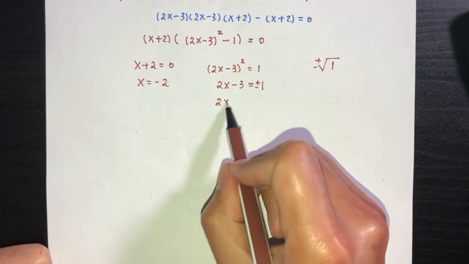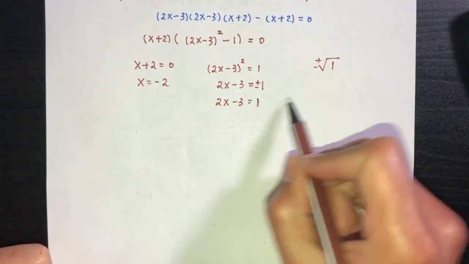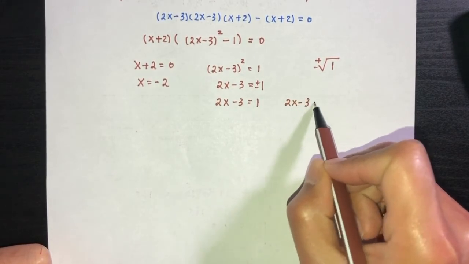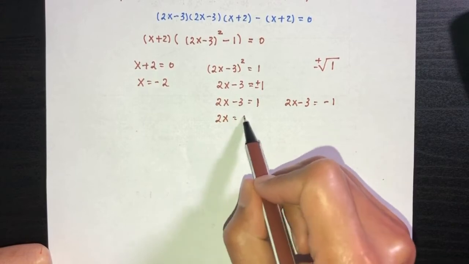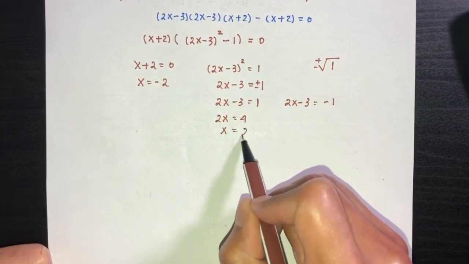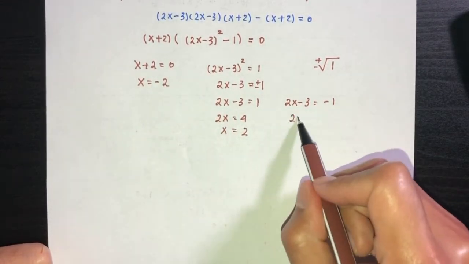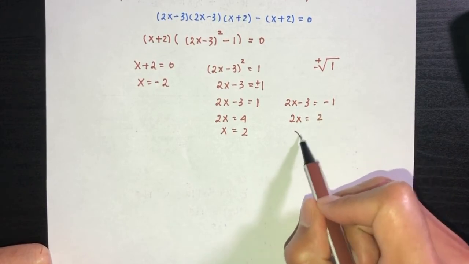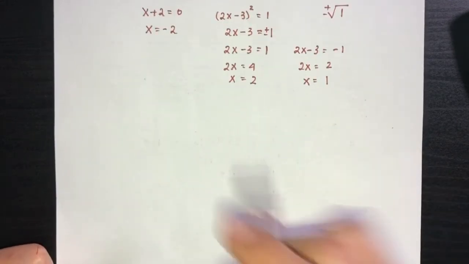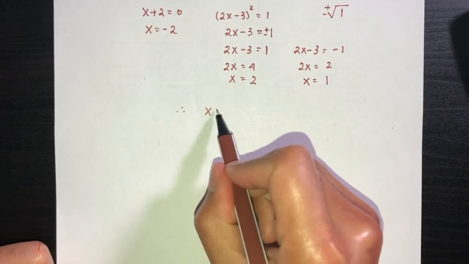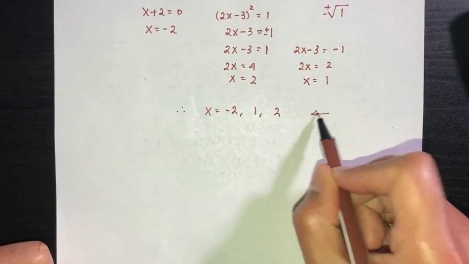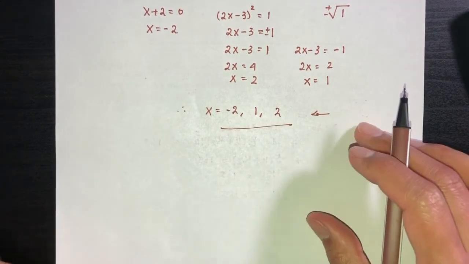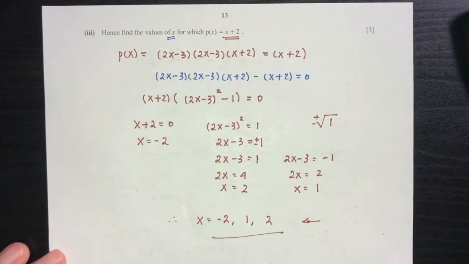Now 2x minus 3 can be 1, or 2x minus 3 can be minus 1. So 2x can be 4, so x can be 2. Now 2x can be 2, and x can be 1. So your values of x will be x is equal to minus 2, 1, and 2. And that is your answer for part 3. And this is your question number 9.